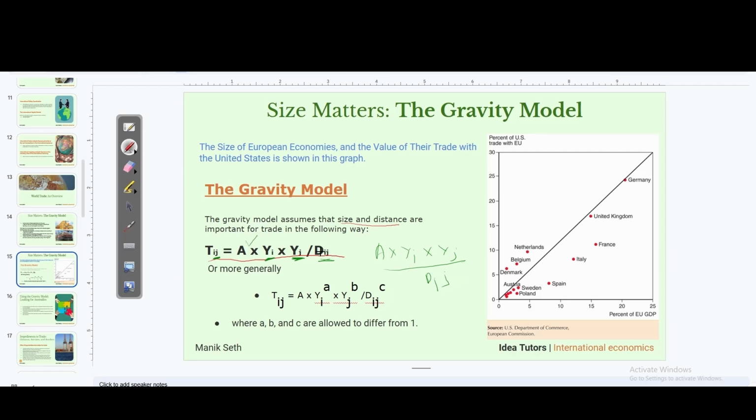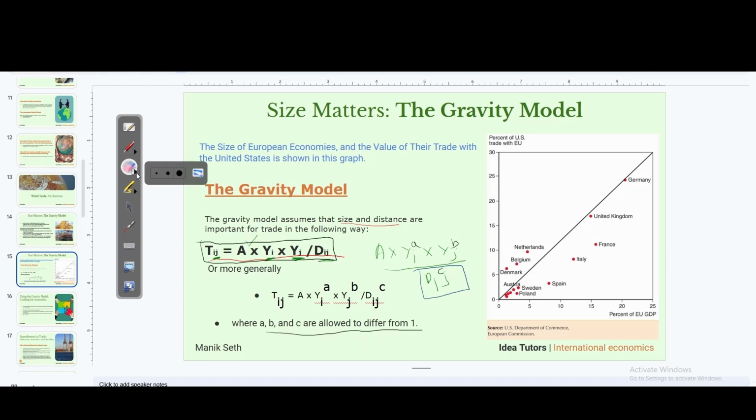Okay, so A multiplied by Yi multiplied by Yj. Yi and Yj are the output, the size of the economy. So these are positively related to the trade, Tij, and Dij, the distance, is inversely related to the trade. So distance between i and j is inversely related to the amount of trade between the economies. And then we have a more general version of this. Here we have A, B, and C. These numbers are there as a superscript of the output and distances, and they are something different from one.